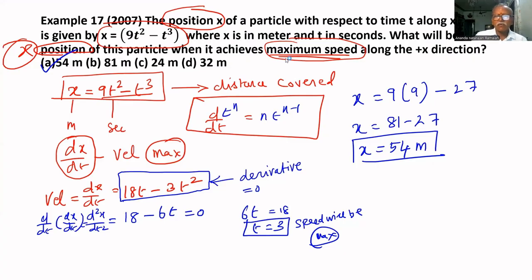So to find the maximum, we have to differentiate one more time and equate to 0. This concept we should remember.